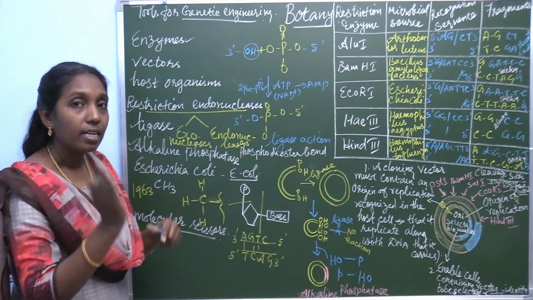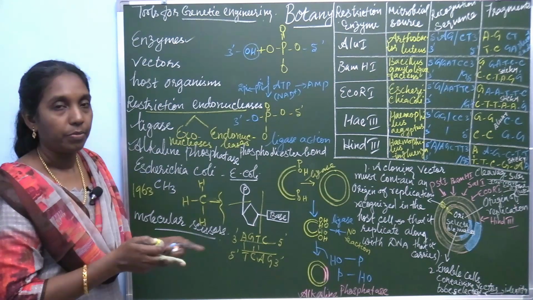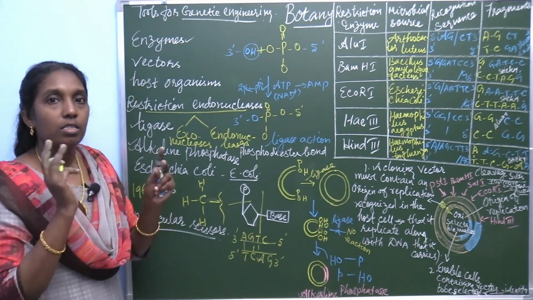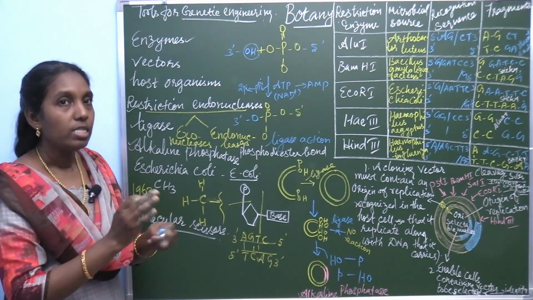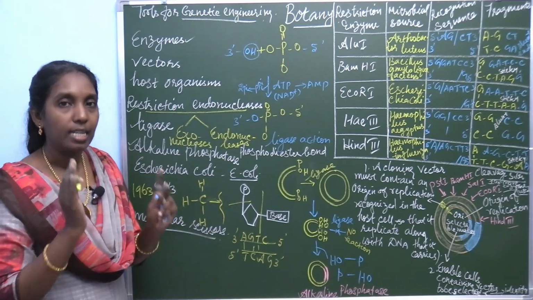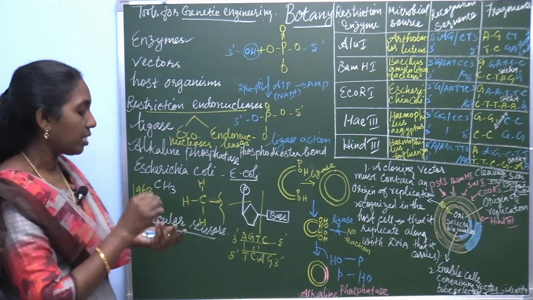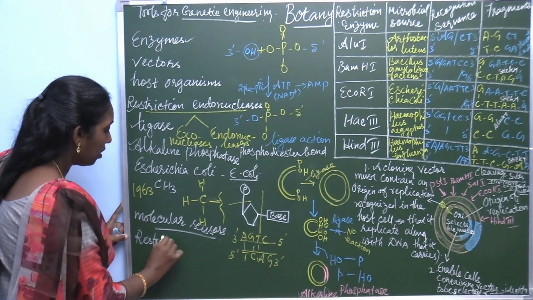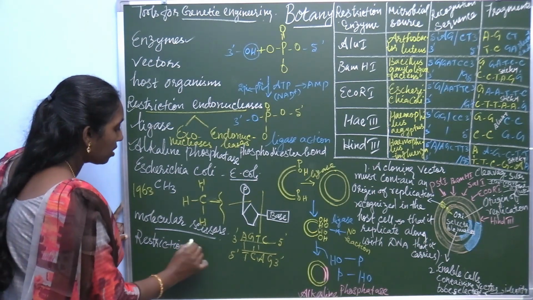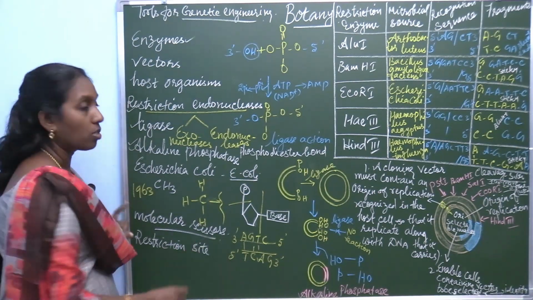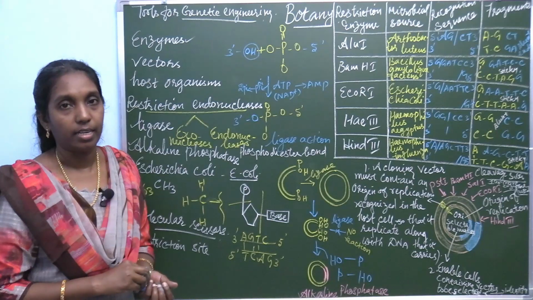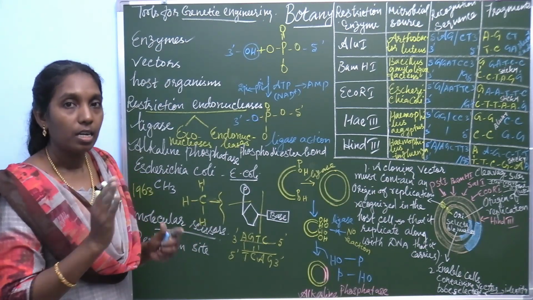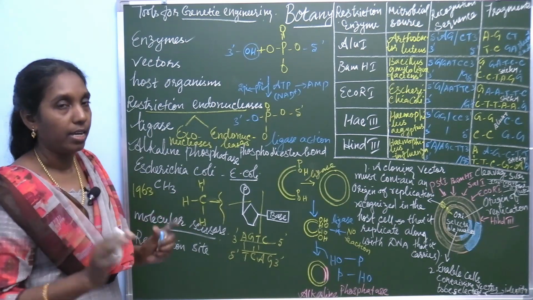So, it recognizes a particular site in the DNA sequence and it cuts. In a particular sequence, the area the restriction enzyme selects is called the restriction site, or it is called the recognition site. In the recognition site, it cuts in a particular, specific area.